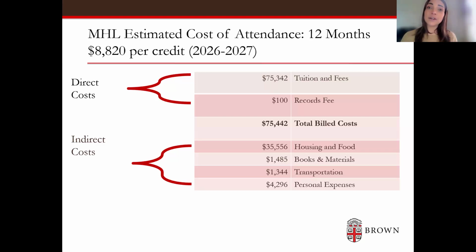Please know that these figures that we offer are estimates based on the area in which Brown is located in Providence. This is not, again, a hard and fast number or an expectation of a charge for a student. This is a relative idea of what a student could expect their indirect expenses to be while enrolled as a student.